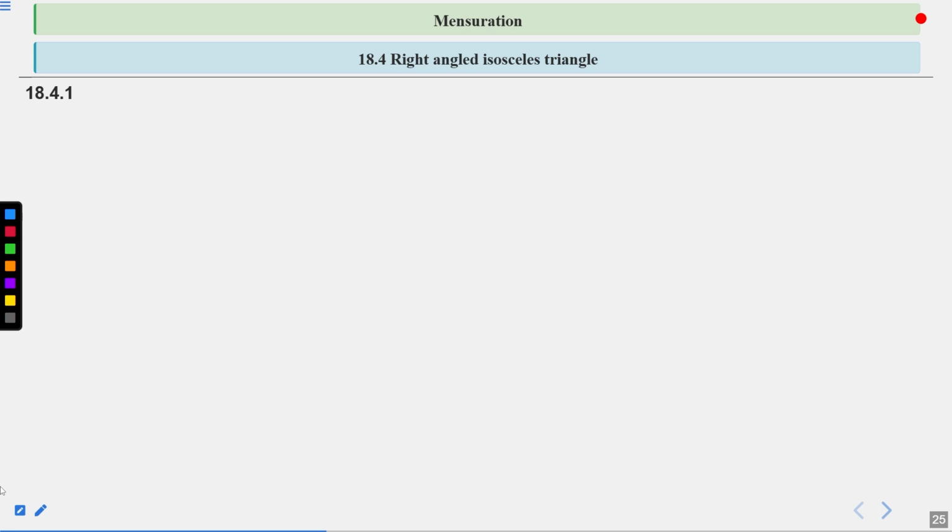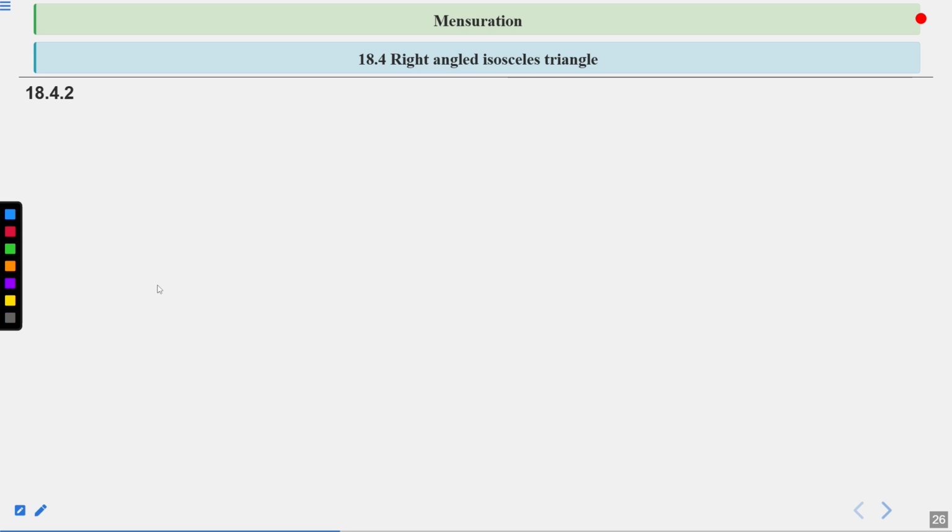Next one, right angled isosceles triangle, 18.4.1. So this is the diagram of a right angled isosceles triangle. If both equal sides are a, then the next side will become root 2 a, because this angle is 90 degrees according to the given diagram. So the area will become 1 by 2 into base into height, which are both a. So we can say 1 by 2 a square.